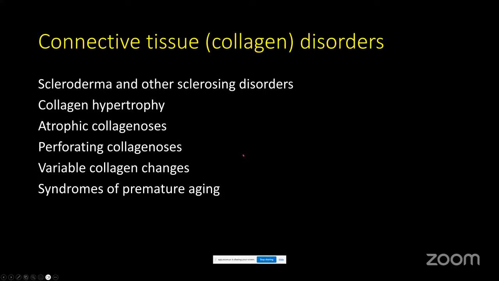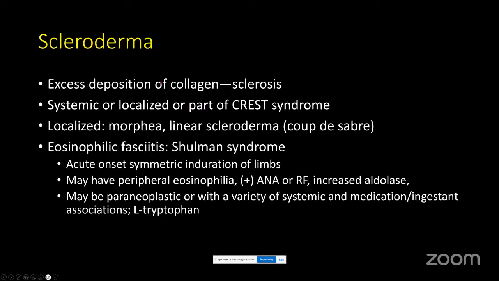All right, so we finished the deposition type things, although I added a little bit at the end of fillers, but we'll just move on to the collagenous conditions. So scleroderma is sort of the main one. You have systemic or localized. I'm going to spend more time on the localized sclerodermatous processes.